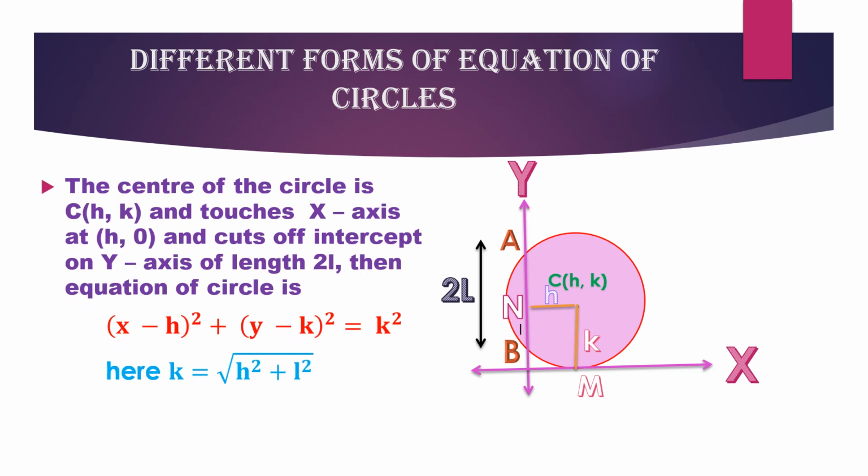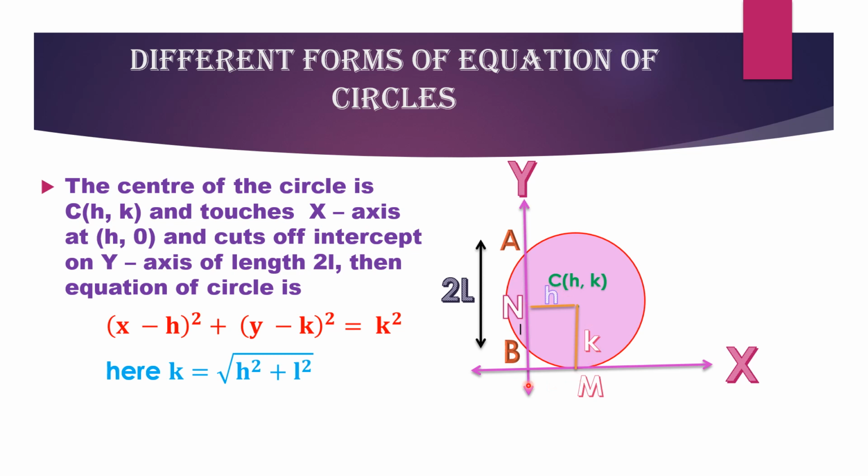and the equation of circle is (x − h)² + (y − k)² = k². Here we find the value of k equals the square root of h² + l².